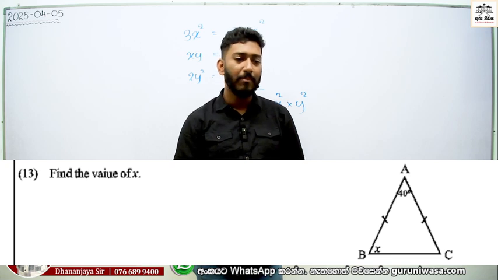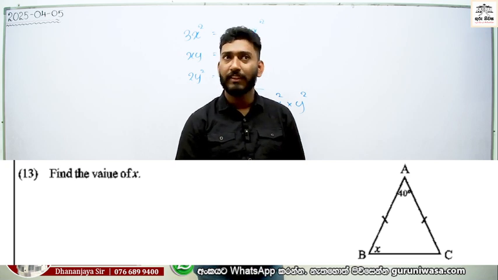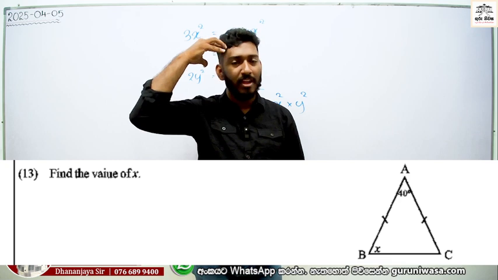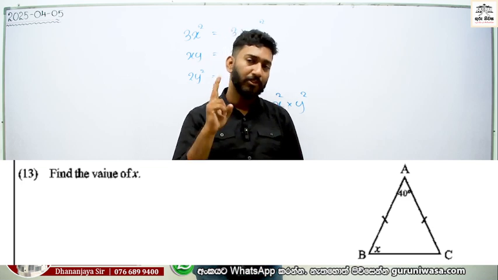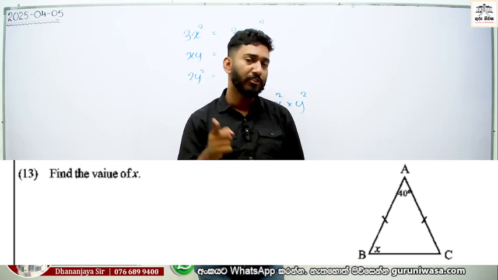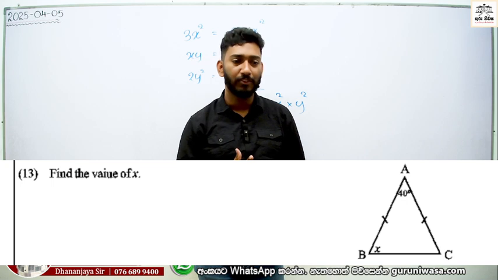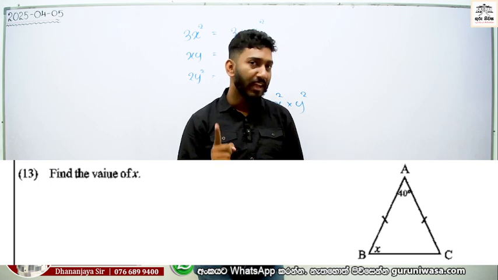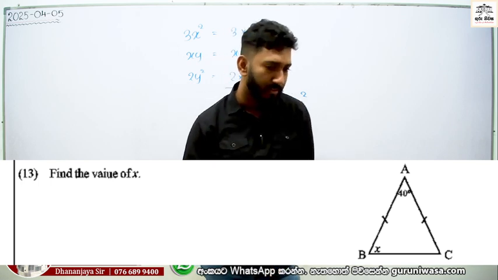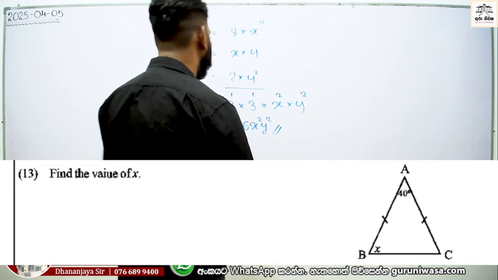Look at this. AB and AC are equal. Now recall the isosceles triangle theorem. Right? If two sides are equal, the two opposite angles are equal. So in this triangle, angle B and angle C should be equal. Now hurry up, find the answer for x.